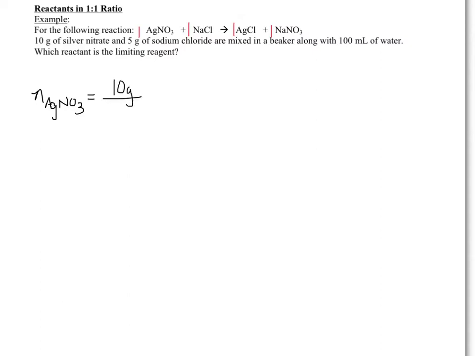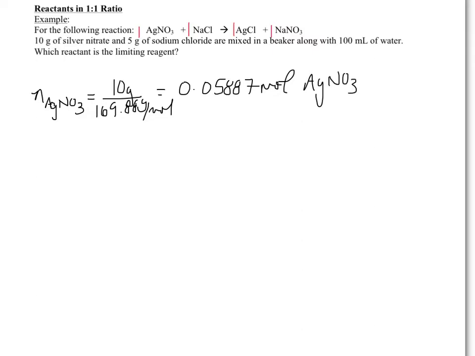So I have 10 grams of AgNO3, and I divide by the molar mass, which is 169.88 grams per mole, which gives me 0.05887 mole. That's a bit messy. Mole of AgNO3.